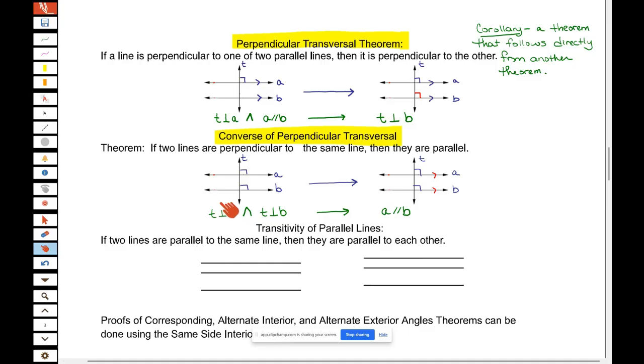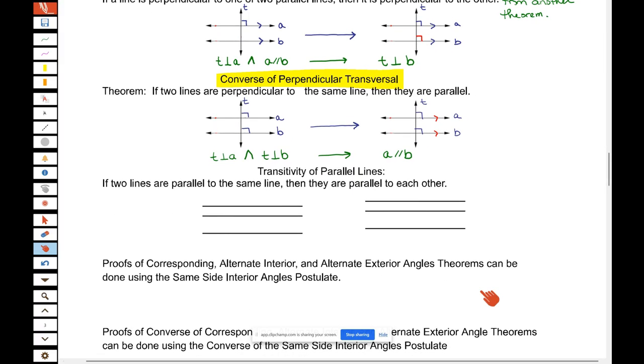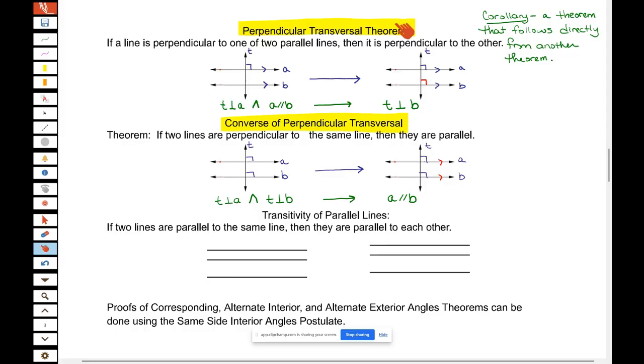We could reword it where this T perpendicular to A is part of the hypothesis of the question, but we're not going to do that now. We're just going to leave it the way it is. So we have our perpendicular transversal theorem, which helps you show it's perpendicular to the other line. And then the converse theorem, as we said earlier, always ends with lines being parallel for these.